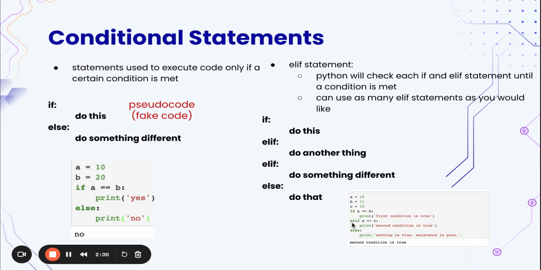As you can see, since this elif condition is met, Python won't even bother checking the else. The else condition is only checked if the if and elif conditions in this same statement are not true.